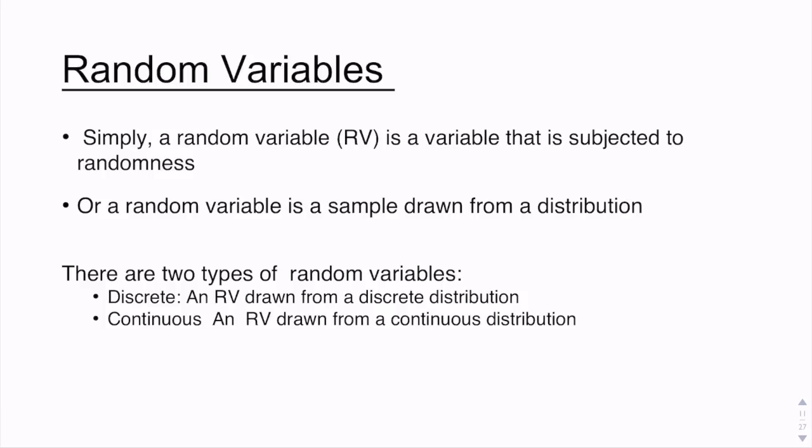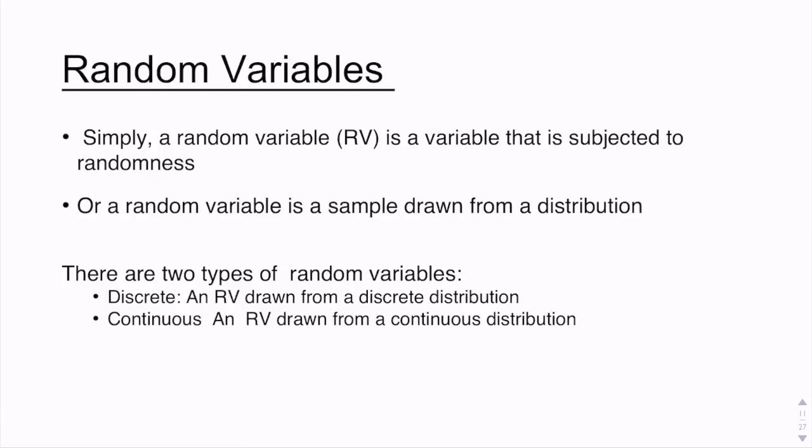So if we denote that random variable by x, we are not certain about x. We can only say the probability that this x could be a number or an object or something else. There are two types of random variables: discrete random variables and continuous random variables. A discrete random variable is drawn from a discrete distribution, and a continuous random variable is drawn from a continuous distribution.